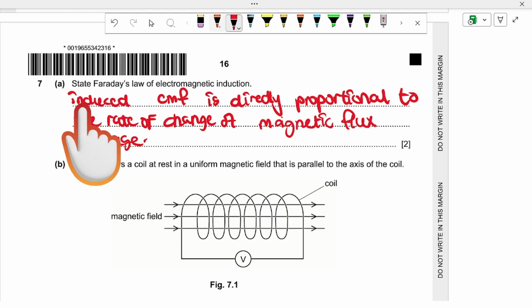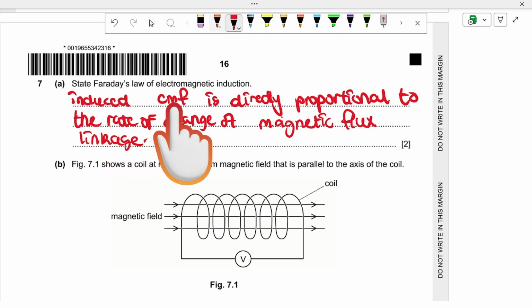It's made up of two words, induced and EMF. EMF is just a potential difference. Electrons can accumulate on one side and not be on another, and there can be an EMF that's present. So what Faraday is essentially saying is, if you take magnetic flux linkage, right? Magnetic flux is the flow of magnetic field lines.